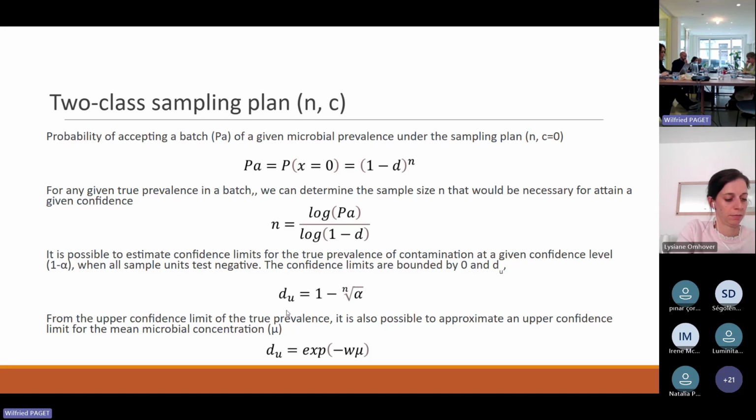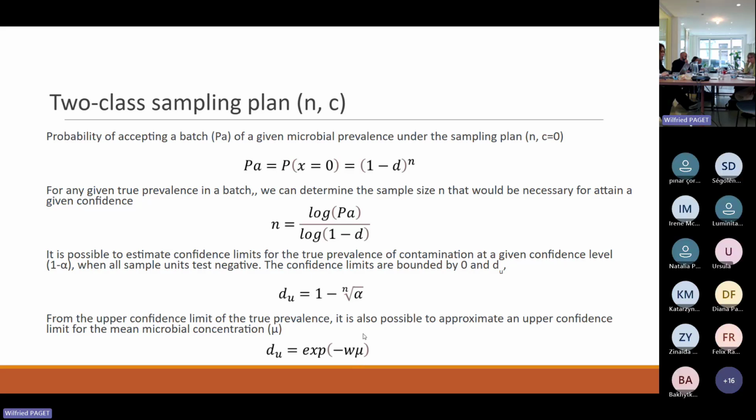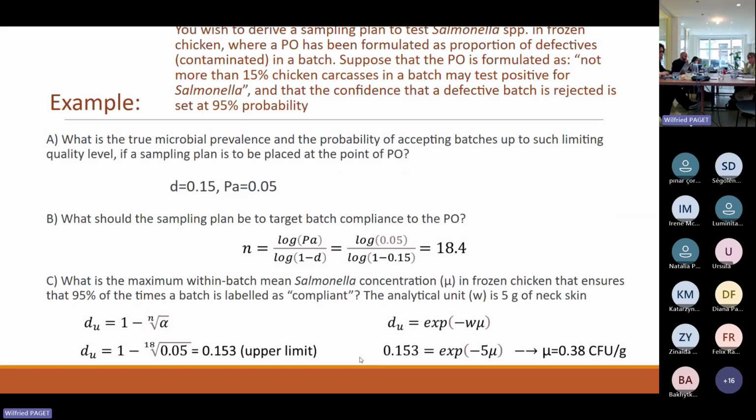And if you have this value, you will have the weight, which is the amount of sample analyzed, and knowing the upper limit of the true prevalence, you can also determine the mean concentration of the lot. So here I have an example for you of how these equations can be used.